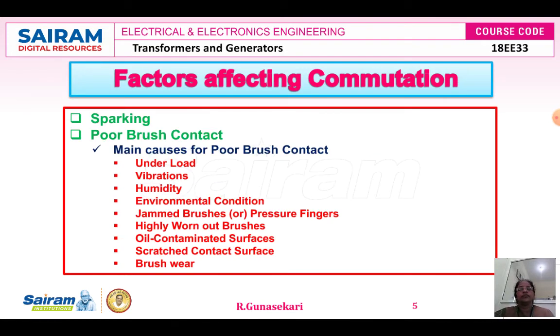Then what are the factors affecting the commutation problem? There are two factors. One is sparking, another one is poor brush contact. How does poor brush contact happen in the DC generator? The main causes for poor brush contact are underload, vibrations, humidity, environmental condition, jammed brushes or pressure fingers, highly worn out brushes, oil contaminated surfaces, and scratched contact surface. The last one is brush wear only.